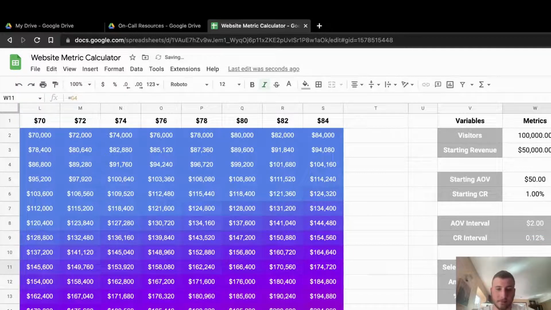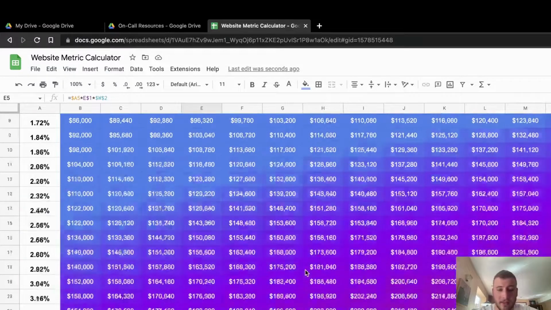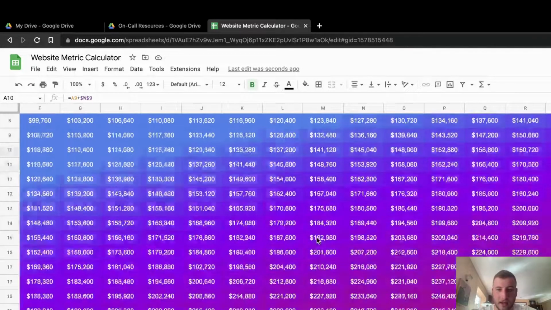Great. So you can see now when you just increase your AOV from 50 to 52, oh, there we go. Add an extra $2,000 a month. 54, 55, 56, easy numbers, right? It just keeps going up. So what this can do is actually enable you to find a good combination or a what-if scenario when it comes to your AOV and your conversion rate, right?